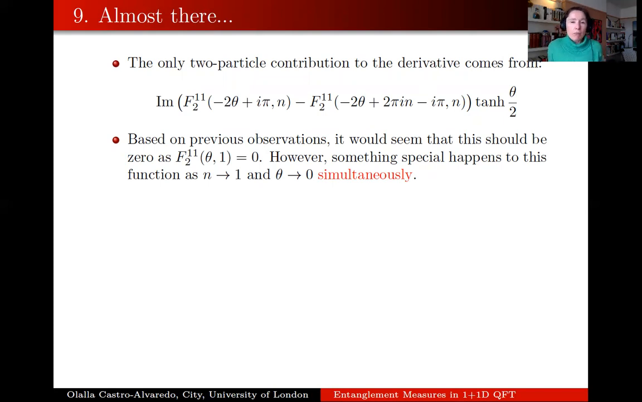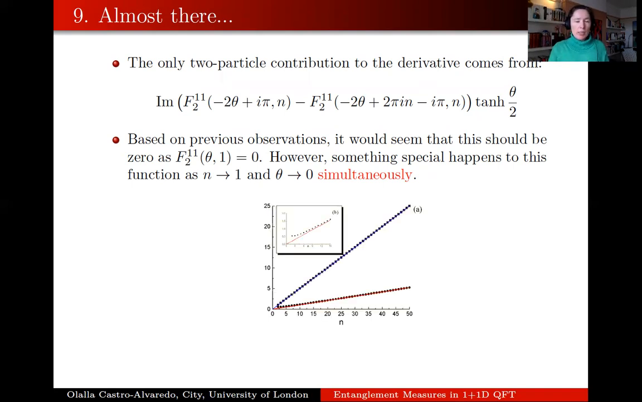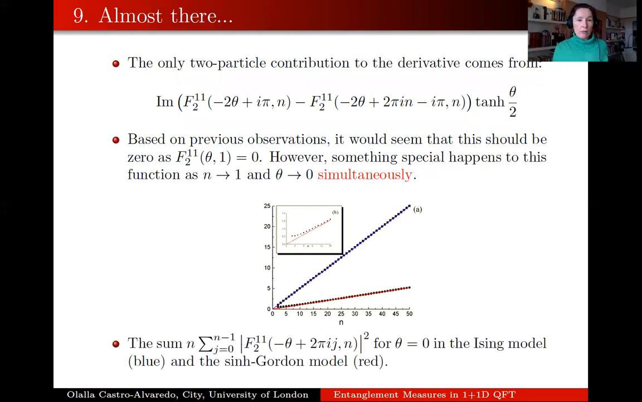This can be explained in different ways. One way to explain it is that when n goes to 1, in fact, the two kinematic poles collide. So you actually have a double pole instead of a single pole. But one nice graphic way to see it is to actually evaluate the sum that we started with for θ equals 0. And this is a picture that comes from our original paper, 2008.